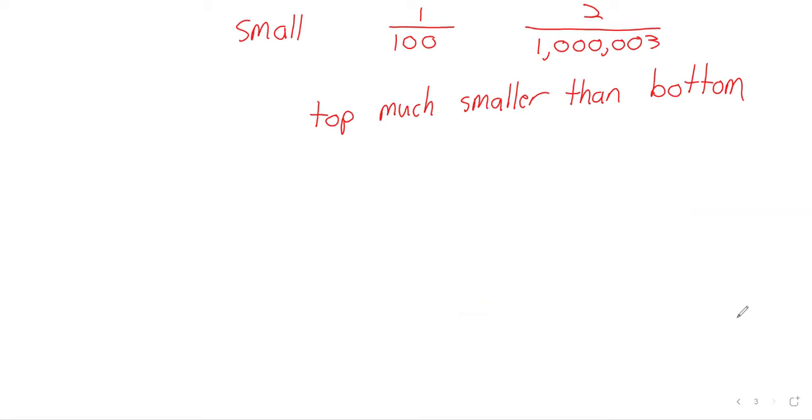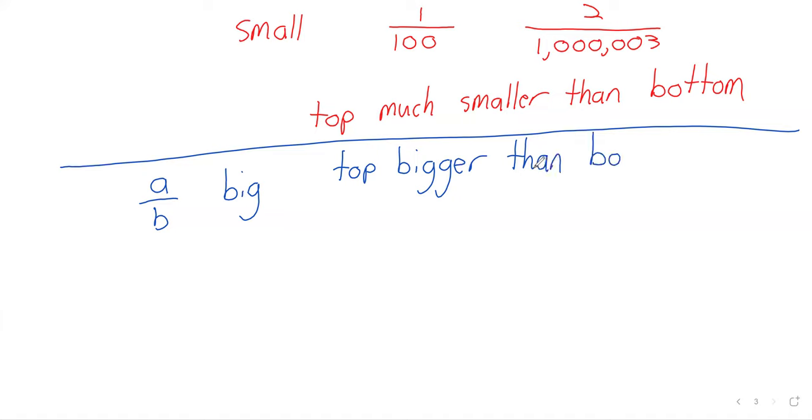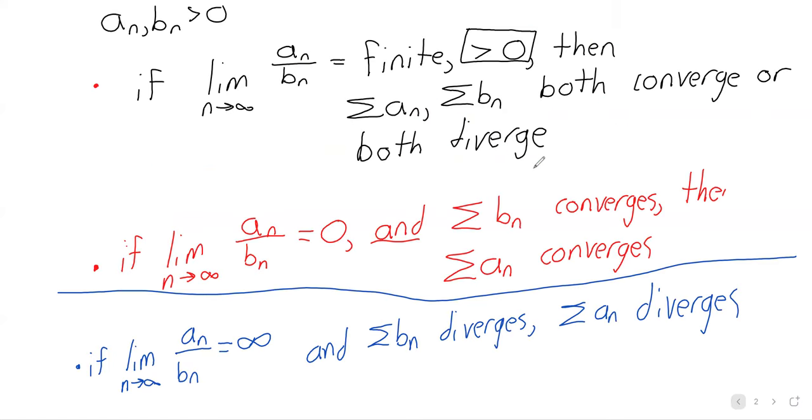And again, our intuition is sort of the opposite of the intuition we have here. What does it mean for a fraction to be really big? What does it mean for a fraction to go to infinity? Well, it means the top is bigger than the bottom. Well, if the bottom is diverging, if the bottom is going to infinity, then for the top to be bigger than infinity, the top also has to be infinity.